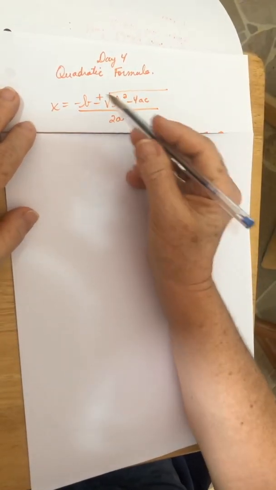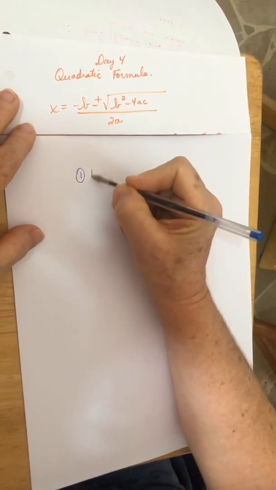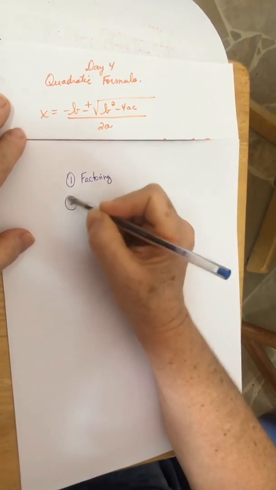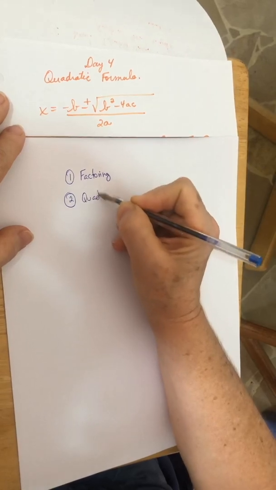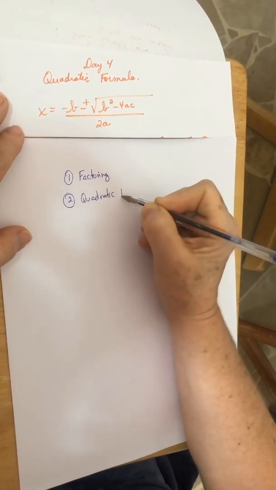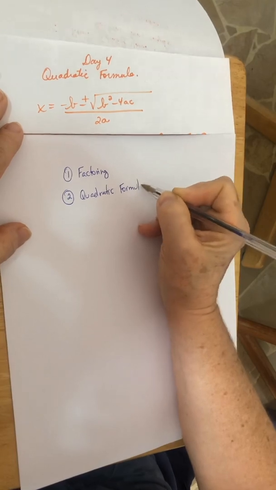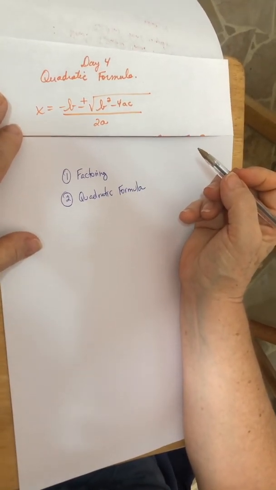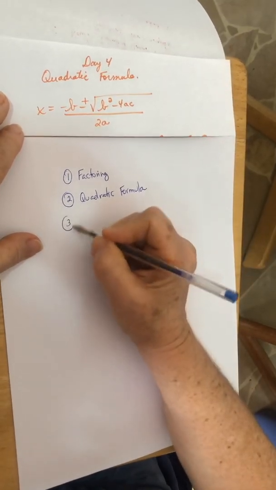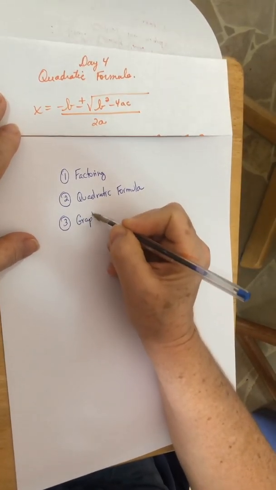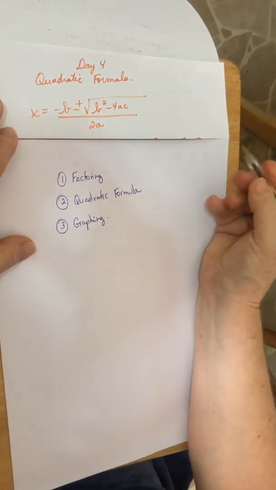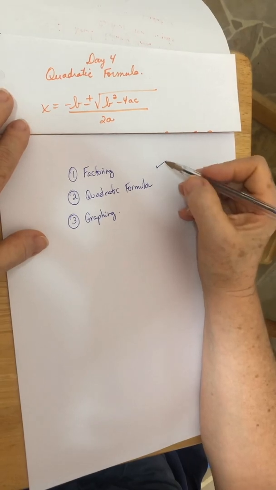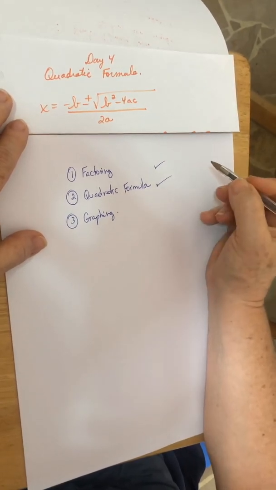Okay, so to solve quadratic equations, first you learned by factoring. If you cannot factor, then it's very convenient to use the quadratic formula. We can also solve it by graphing, but we're not going to be graphing quadratic equations. Okay, so I would try factoring first because it's faster. If it doesn't work, then you just use the quadratic formula.